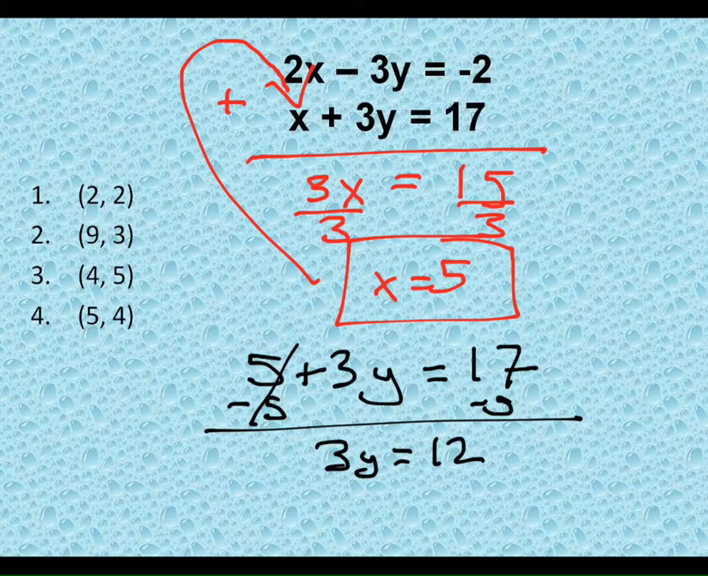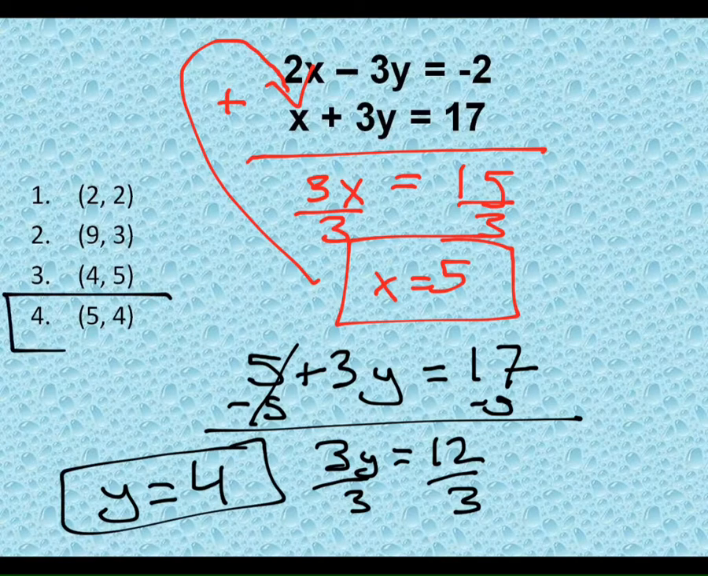And then get rid of that multiplication by 3. Divide both sides by 3. 12 divided by 3, y is 4. So there's my answer, 5, 4. If I graph these, they would intersect at 5, 4, right? But putting them in slope-intercept form is a lot more work than doing elimination right here, right?